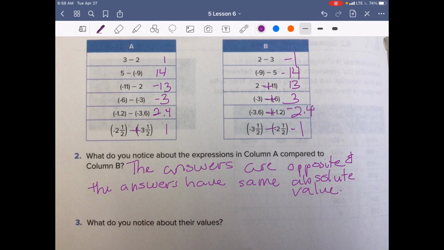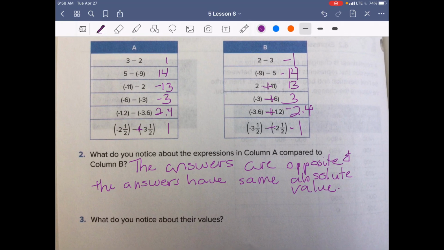And what do you notice about their values? We kind of just answered that in the last one. They have the same absolute value. If you forget what absolute value means, it's just the distance a number is away from 0. So -1 and 1 are the same distance from 0. 14 and -14 are the same distance from 0. The absolute value is always a positive number because it's just measuring the distance.